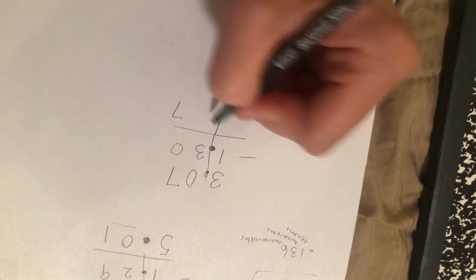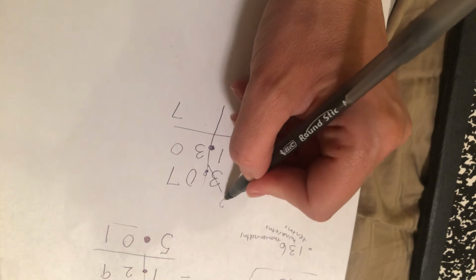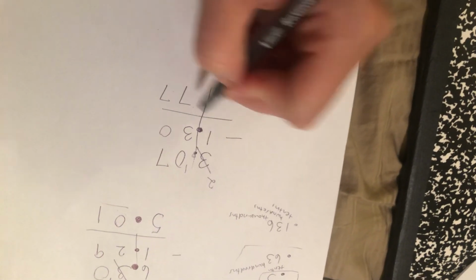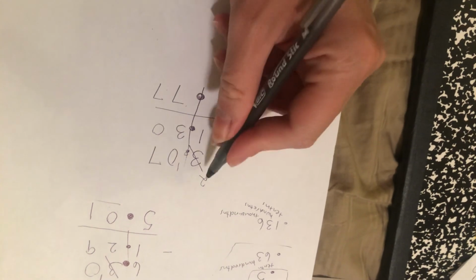0 take away 3. I can't do that, so I'm going to regroup from my neighbor. This becomes a 2. This becomes a 10. 10 take away 3 is 7. Line up my decimal. 2 take away 1 is 1. And that is my answer.